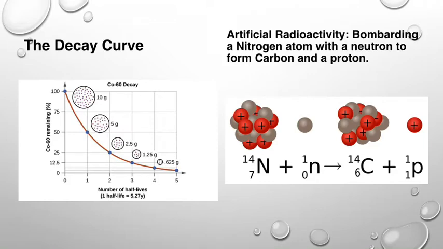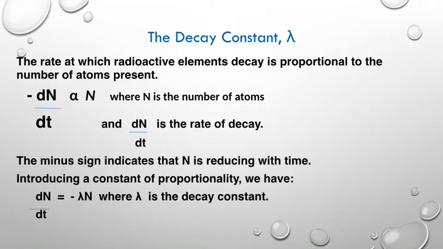On the other picture, we can see an example of an artificial radioactive process where a nitrogen atom is bombarded with a neutron, and then it forms carbon. Ordinarily, nitrogen atom is stable, but by the time you bombard it with a neutron, it becomes unstable, and then a carbon atom is formed. That's an artificial process of radioactivity. Let us go on by looking at the decay constant.